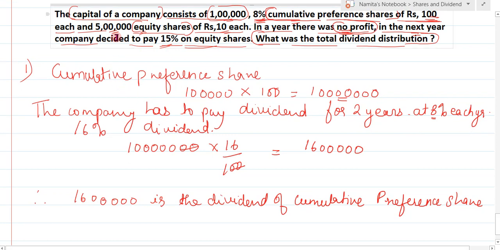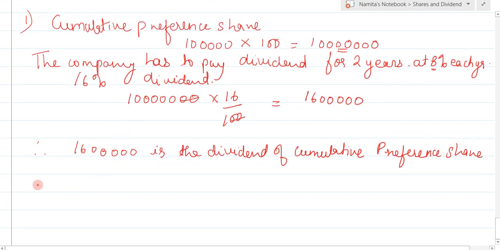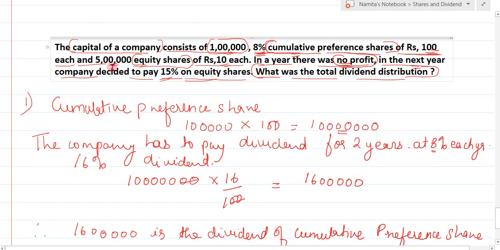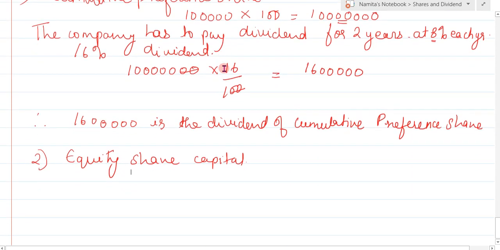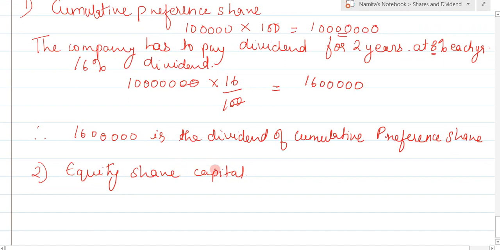Now second is what? Equity shares. How much is the equity share? 5 lakh rupees, and each share is of 10 each. Then second, equity share capital. Total number of equity shares is 5 lakh and each share is of 10 each. 5 lakh multiply by 10. So 50 lakh is the equity share capital.